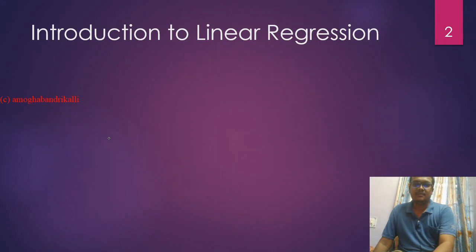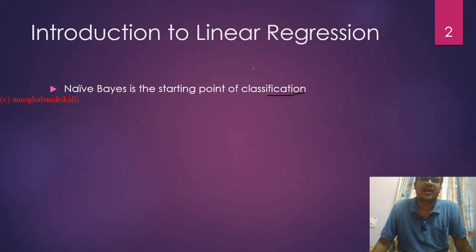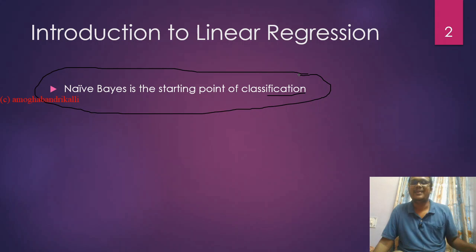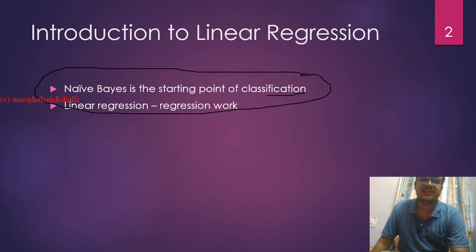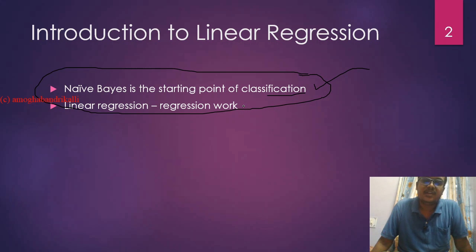Let me start with the introduction to linear regression. Naive Bayes is a starting point of classification in machine learning, with some assumptions based on the Bayes theorem, that is the probability of occurrence of features given the labels. This was the basis and starting point for classification. Linear regression is a starting point in regression work. Regression work means continuous values.